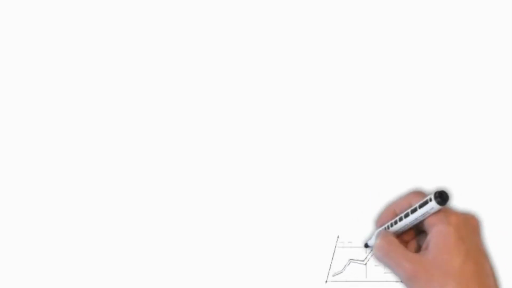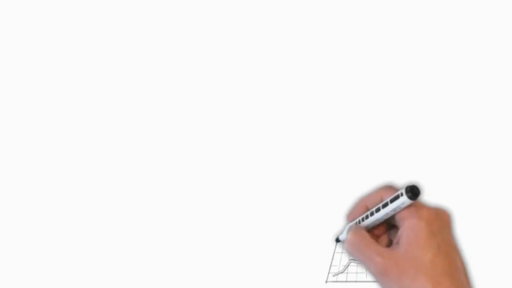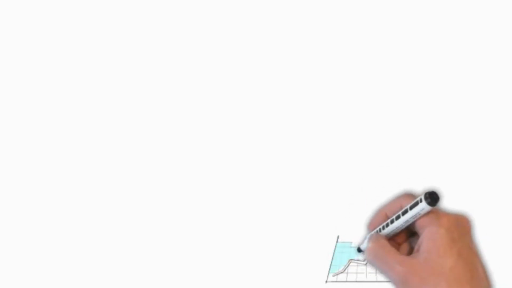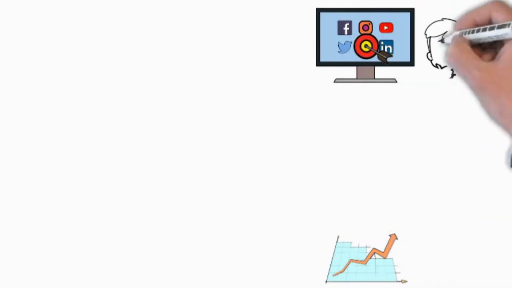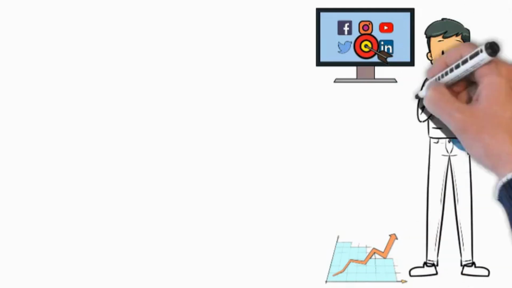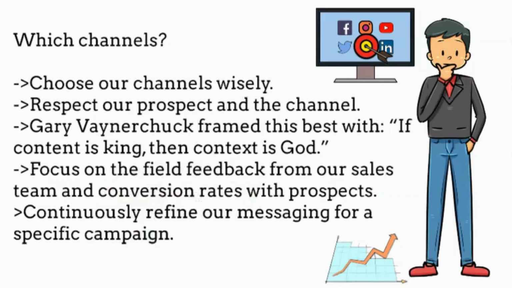Well, part of the challenge in the content plan is picking the right channels. We want to choose our channels very wisely, respect the prospect in the channel, do the field work, and figure out where the prospects are getting their information. Gary Vaynerchuk always puts this into perspective, and he framed it best with, if content is king, then context is God. Focus on the field feedback from our sales team and conversion rates with prospects. Find out where we've been successful before and use those channels and measure them quantitatively to make sure they're still working. We want to continuously refine our messaging for each specific campaign.